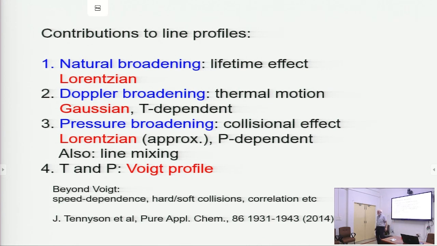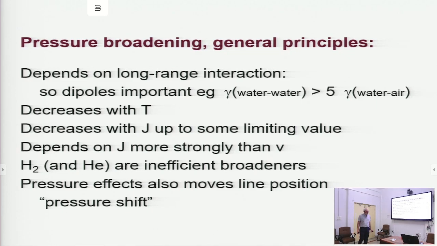So that's the sort of summary of the line profiles. The general principle of pressure broadening is that it depends on long-range interactions, because basically you're talking about things colliding. Whether you have a dipole or not in either the collider or the active molecule, if you have dipoles in both of them, you get stronger long-range interactions. So water, for instance, has 5 times the pressure broadening. The variable that's used to characterize pressure broadening is gamma.